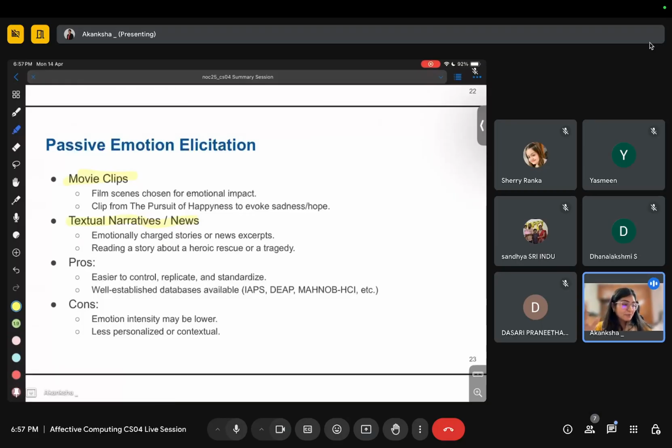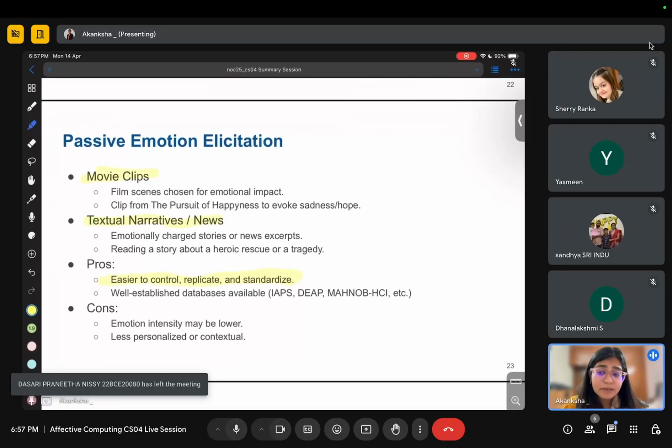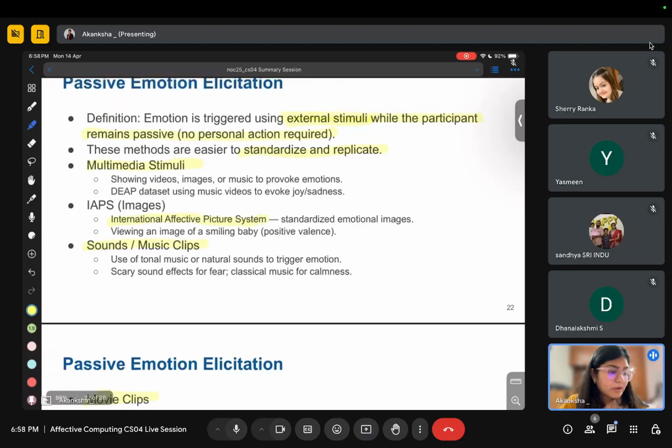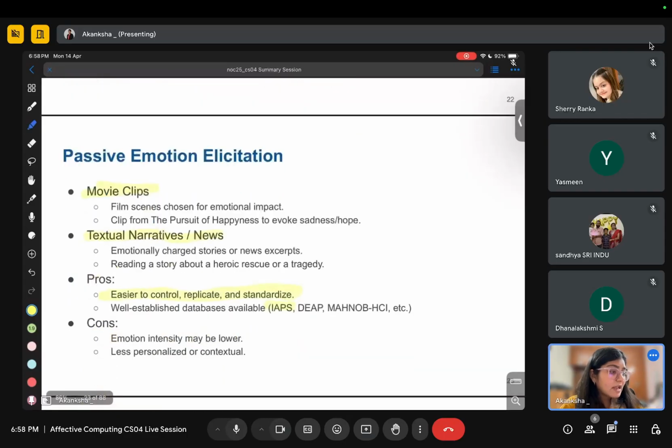Okay. So the pros are that you have the control. Let's say you want to induce some particular emotion, then you have full authority over what to display on that image or video, whatever. Okay. And we also have some well established data sets. Let's say IAPS, the International Affective Picture System, right? IAPS, and different data sets are there.